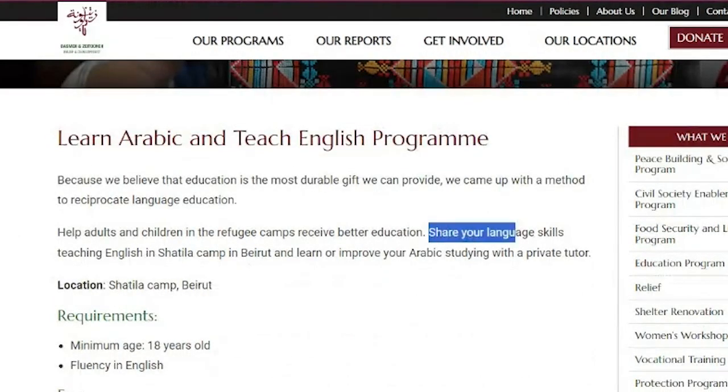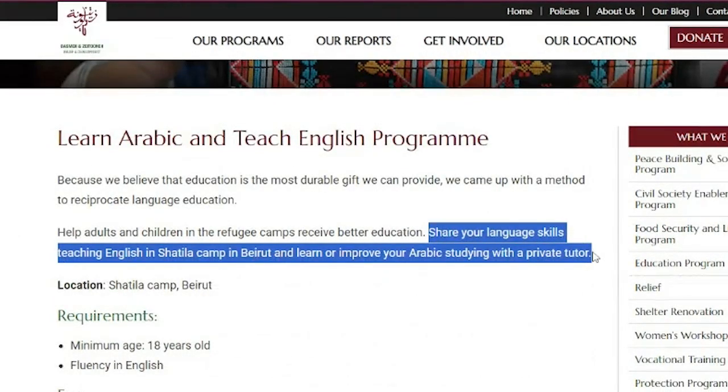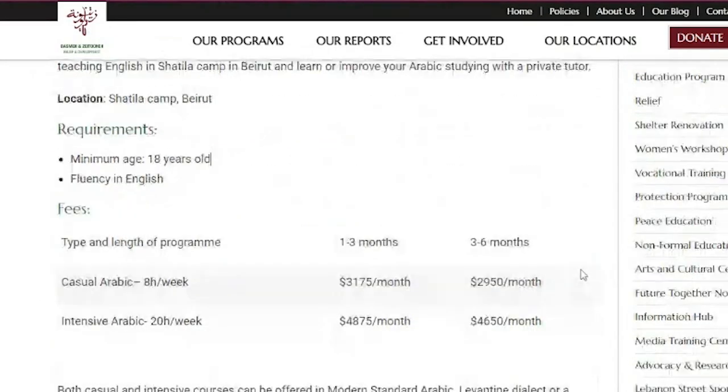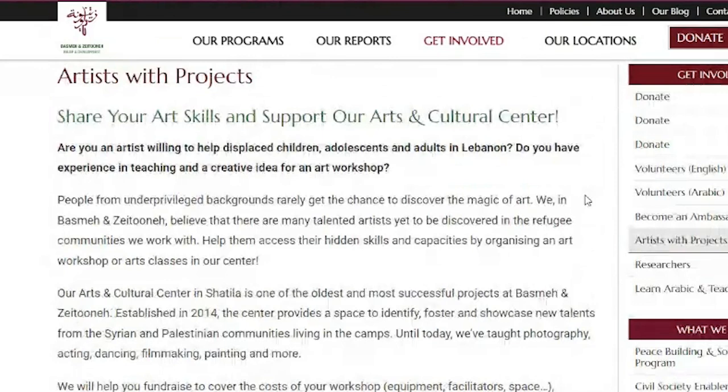They offer a Teach English, Learn Arabic program. So you have that cultural exchange, but you also get a private tutor either on a less intensive or more intensive basis to really make that cultural exchange, which I've been looking into recently to join. And they also welcome researchers from universities as well as artists with projects to come and collaborate with their organization.